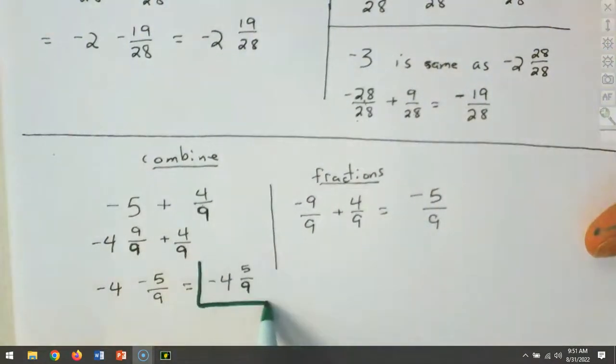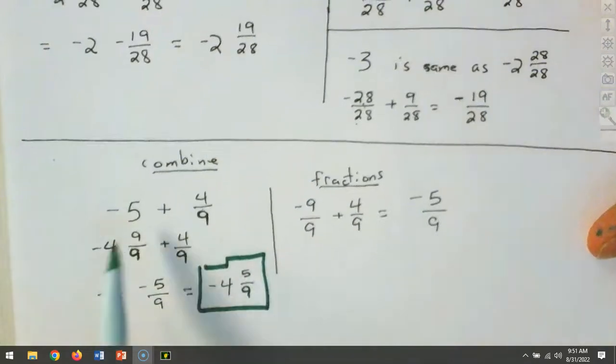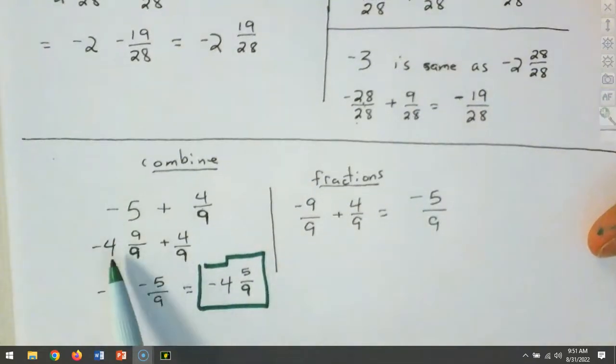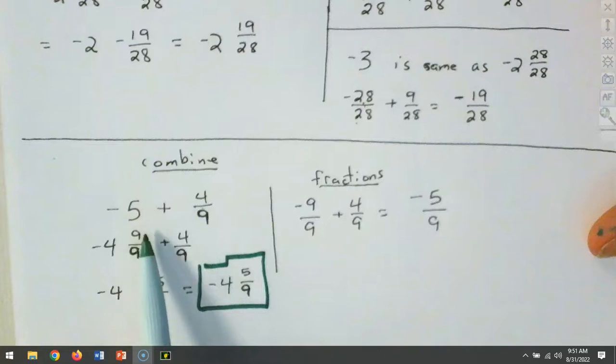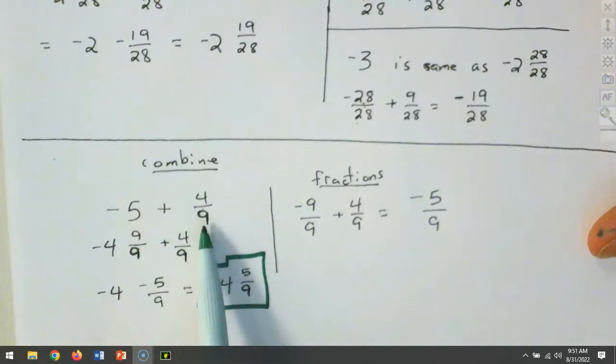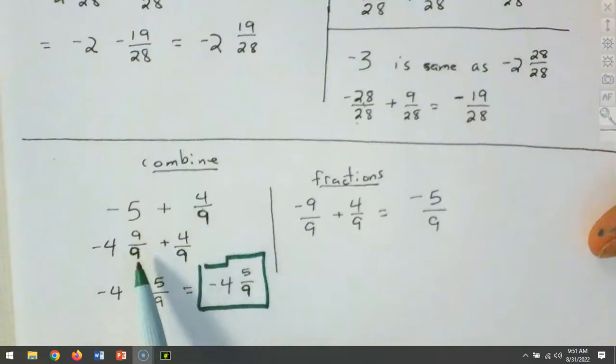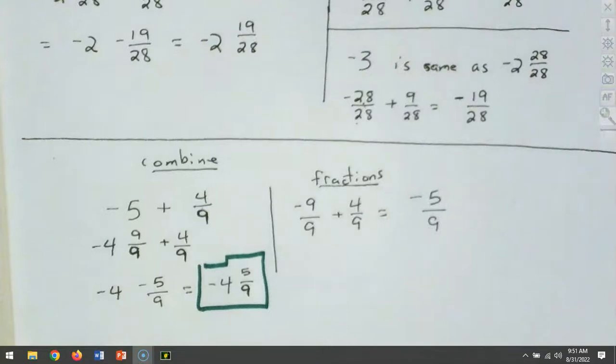We had to borrow. So we had to borrow from the 5, so we made that a 4. We got our 9 over 9. Why 9 over 9? Because that has a 9 here, so we want a common denominator, and then we can put them together, and that gives us that.